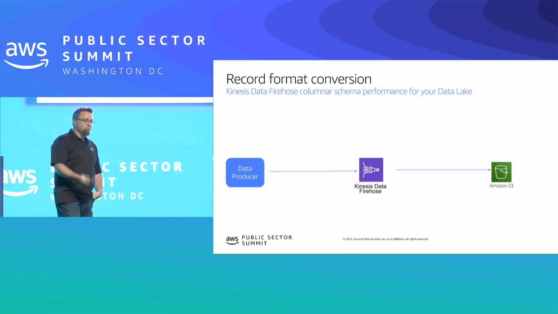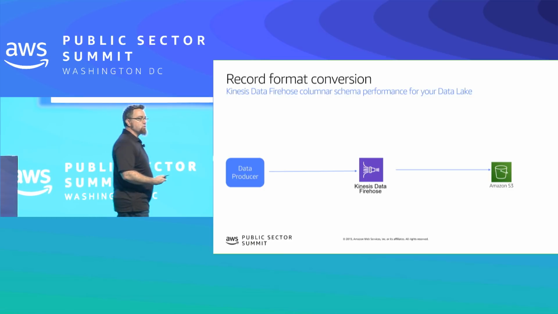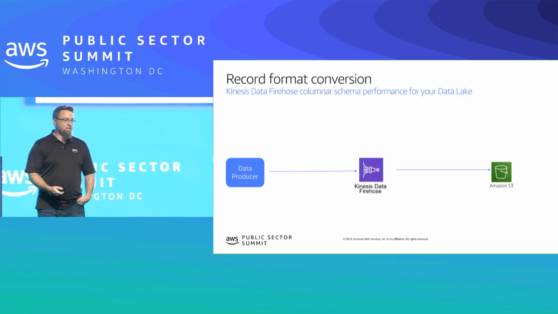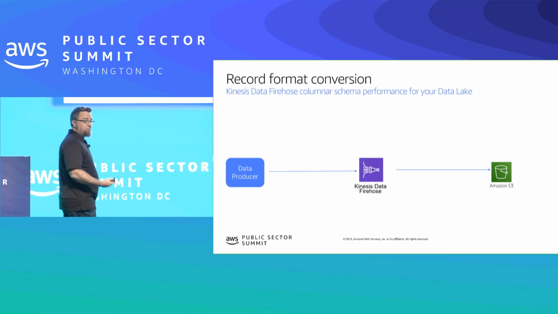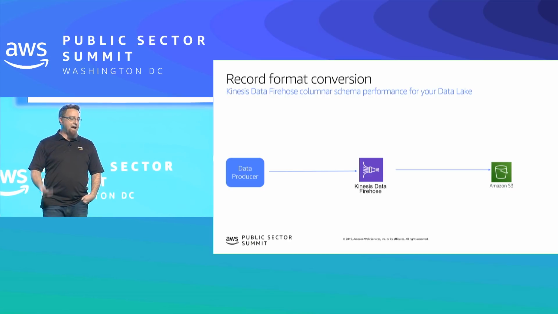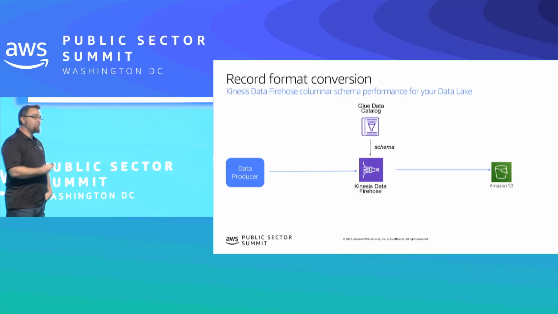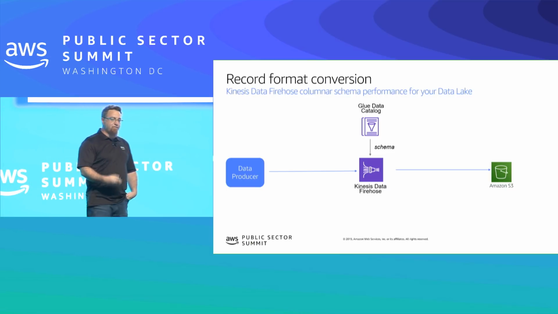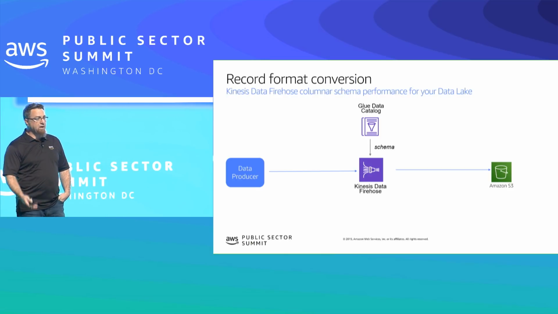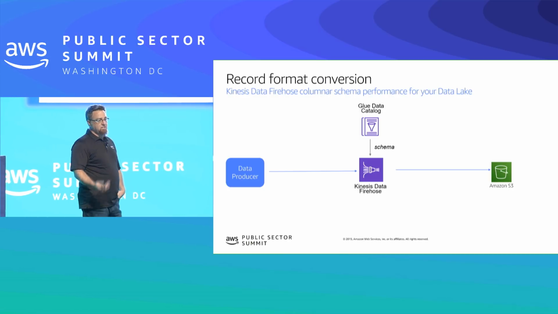And finally, one of the features that we just released a few months ago, I believe, is the ability to do record format conversion. This becomes really critical when you're building out a data lake strategy and you want to leverage a columnar format to improve the performance of the analytics engines that you're querying with on the back end. Record format conversion relies on our Glue Data Catalog. For those that aren't familiar, the Glue Data Catalog is a Hive-compliant metadata repository for the information that you want to persist into your data lake.